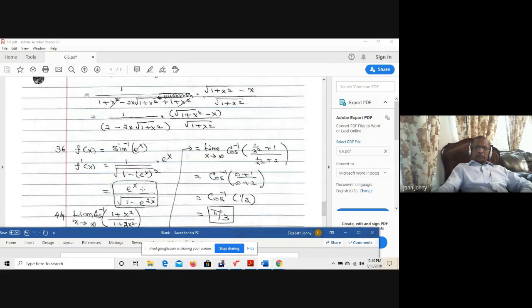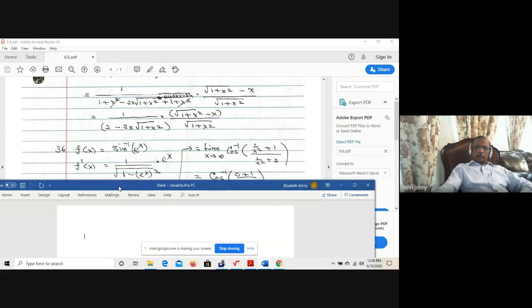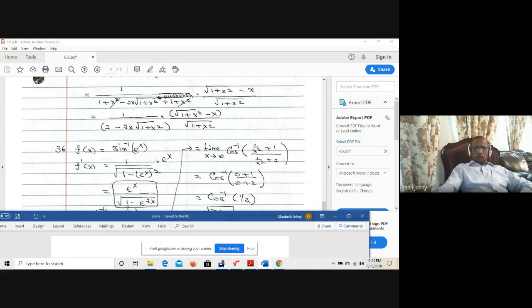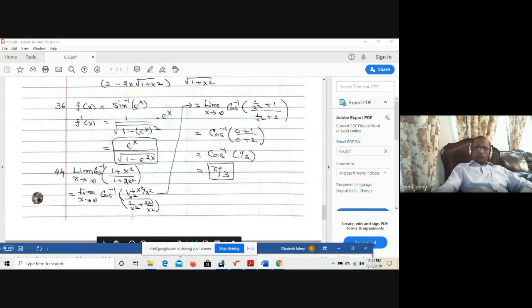Okay, next is number 36. Number 36 is f(x) is equal to sine inverse e to the x. So f prime x is equal to formula for sine inverse 1 over square root of 1 minus x square. So in this case, square root of 1 minus e to the x the whole square. Now you have to differentiate e to the x. That is derivative of e to the x is e to the x. That is equal to e to the x over square root of 1 minus e to the 2x.